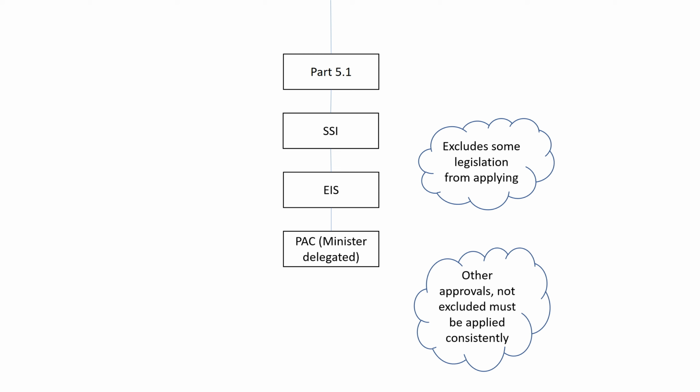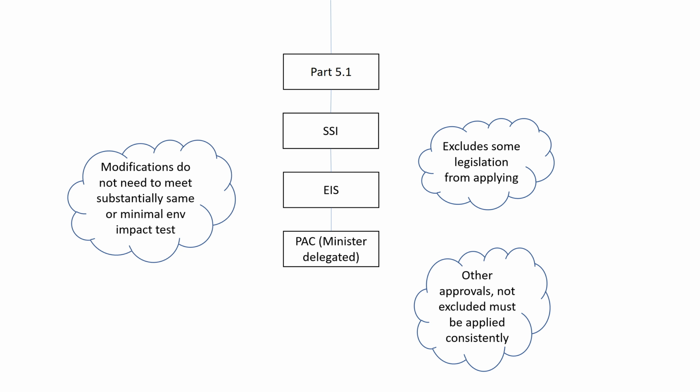Now, Part 5.1 probably most closely resembles the form of Part 3A. Of particular note is that modifications do not need to meet the substantially same or minimal environmental impact test. So there's a lot more flexibility for developments assessed under the Part 5.1 process. Again, similar to State Significant Development, the Planning Assessment Commission and/or Infrastructure New South Wales may make a recommendation to the Minister for particular types of development to fall under the State Significant Infrastructure process. Again, it's a catch-all provision similar to the one that we saw in the State Significant Development stream.